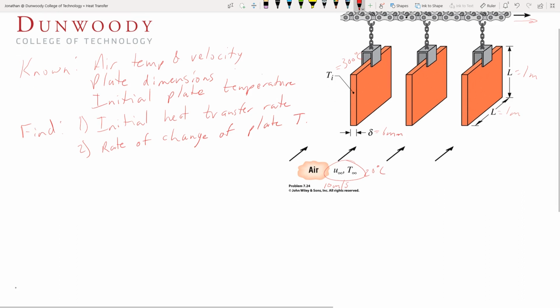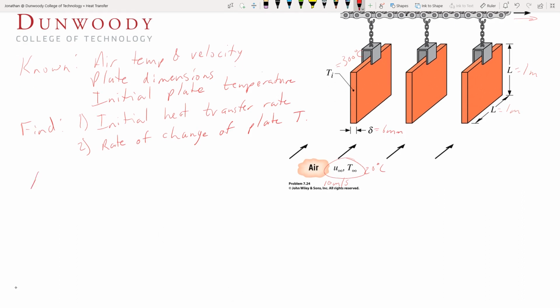So as we look at that, what are some of the assumptions that we might need to make for this? So one, we're going to assume no radiation, or negligible radiation. 2, conveyor does not impact heat transfer or convection. And 3, plates are isothermal. It's a good assumption at first.